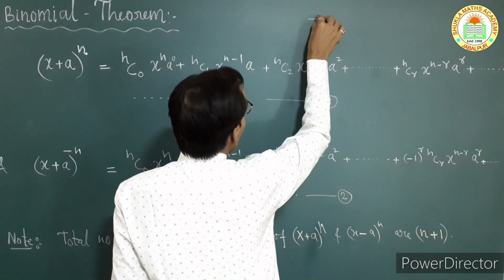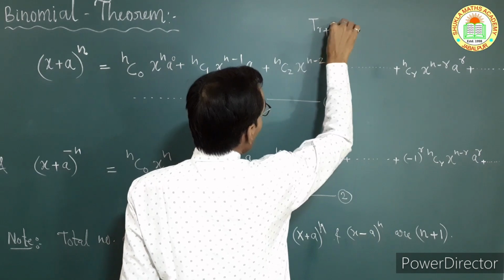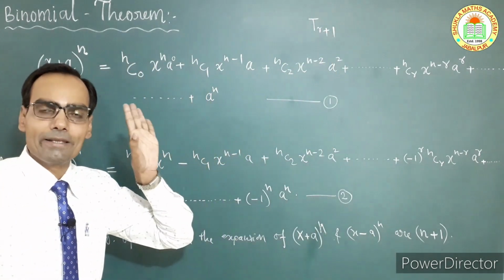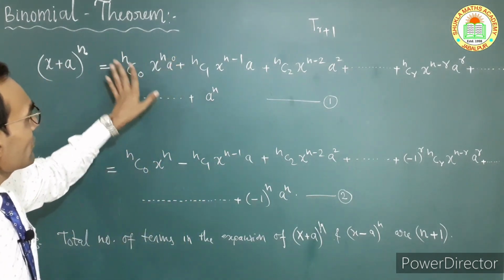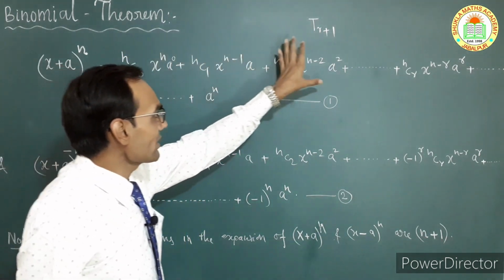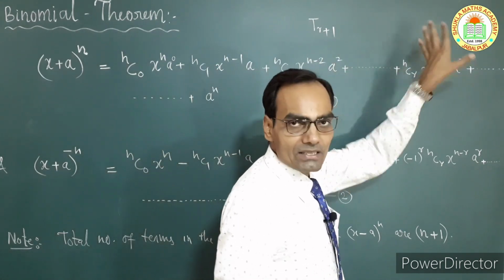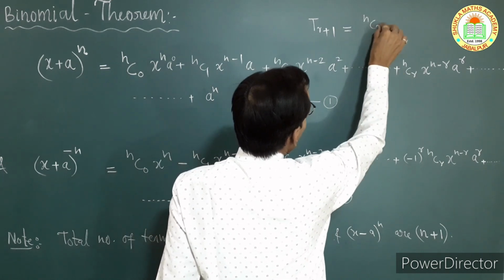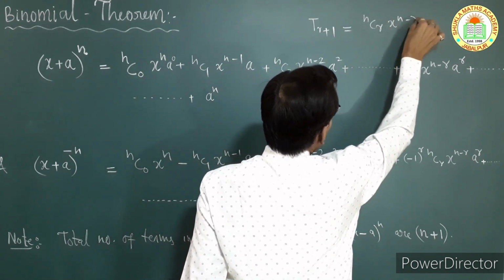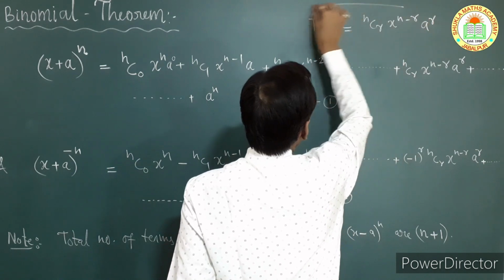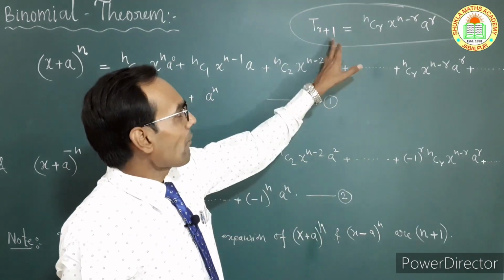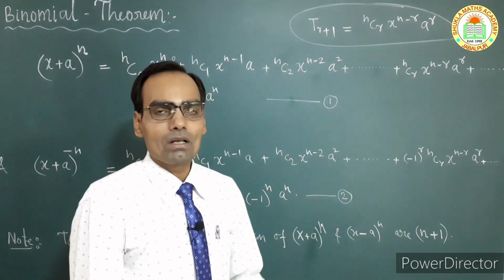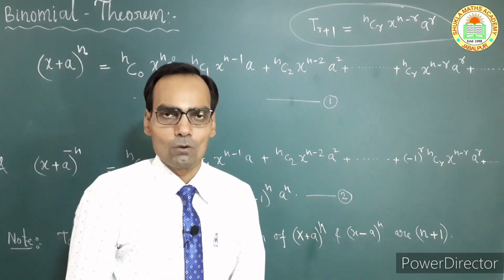We can separately write this as the (r + 1)th term, because the expansion contains a total of n + 1 terms. So that is the 0 term, that is the first term, that is the second term, and that is the (r + 1)th term. Remember that. T(r+1) is given by nCr x^(n-r) a^r. Dear students, you must remember this formula of the (r + 1)th term, and we use this formula in many problems of the binomial theorem.